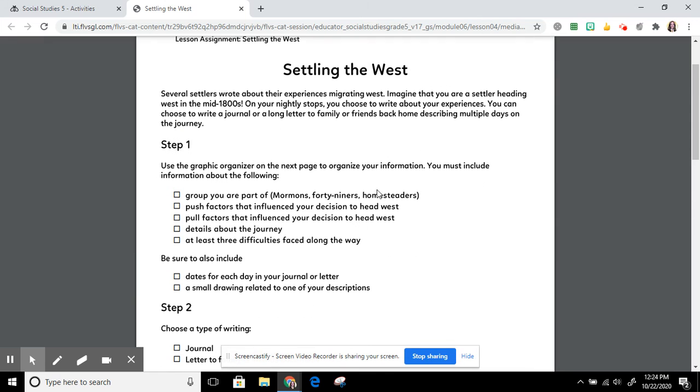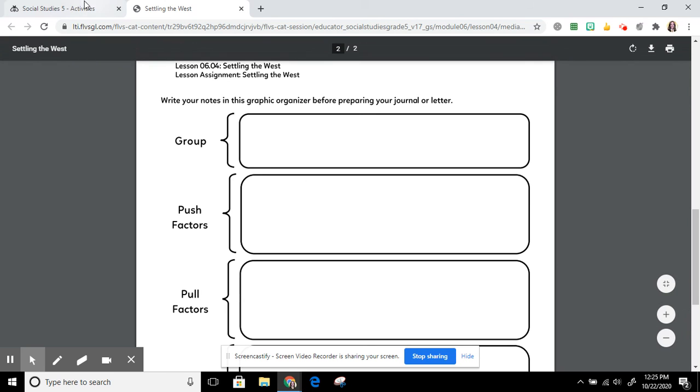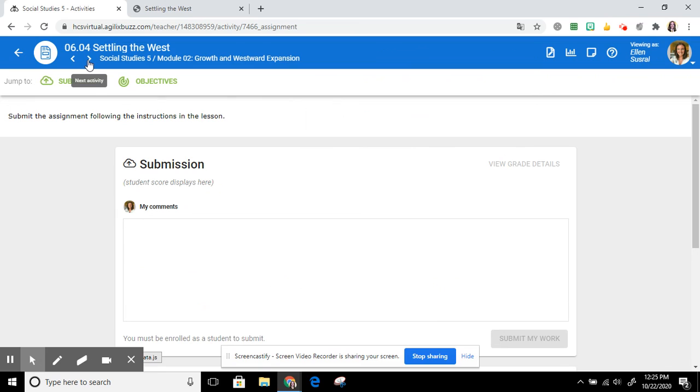You do not need to turn in this first sheet. So again, you're going to turn in the graphic organizer as well as your journal entry or your letter, depending on what you decide to do. Once both of those things are completed, you're going to go back to Buzz. You're going to go to the next page on Buzz where you can submit your work. You're going to click on the blue plus button in the bottom right-hand corner you have on your student view. And again, you're going to turn in the graphic organizer and your written letter or journal entry.